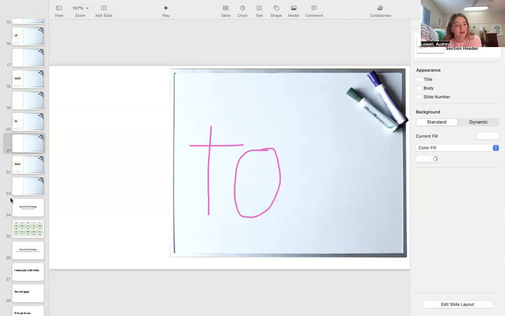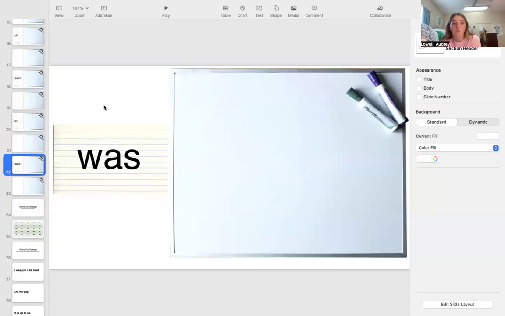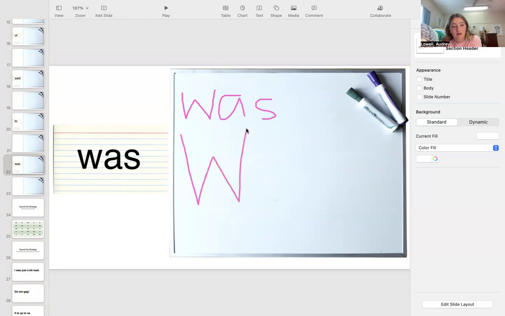Two. Great job. Okay, now we can go to the next word, which is was. What's the word? Was. Great. Now let's write it how we see it. Was. Okay, now let's write it as big as we can. Was. Now we should write it as small as we can. Perfect.